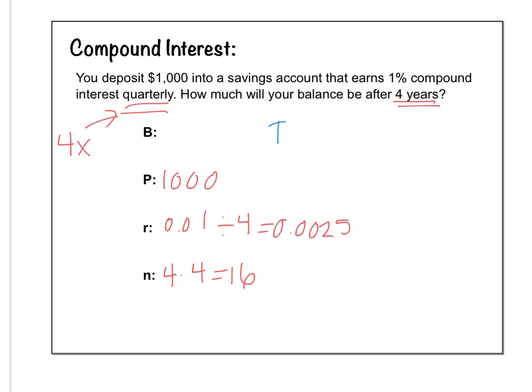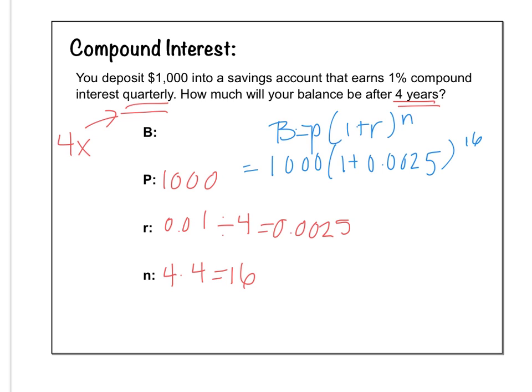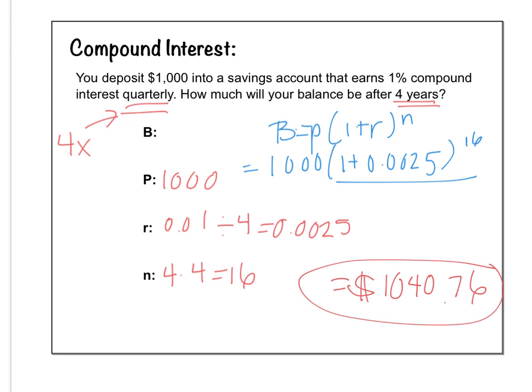So if I fill it all out, B equals P(1 plus R) to the N. I'm going to be doing 1,000 times (1 plus 0.0025) all to the 16th power. Remember in your calculator to do this part first and then multiply it in the end by 1,000. And this one actually only ends up getting you $1,040.76 in the end. So not that much from interest, probably because it's just 1%, and that's not very much.